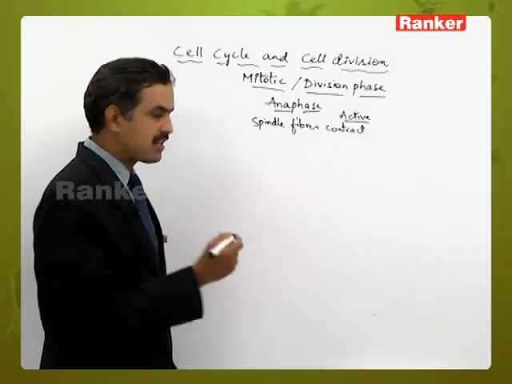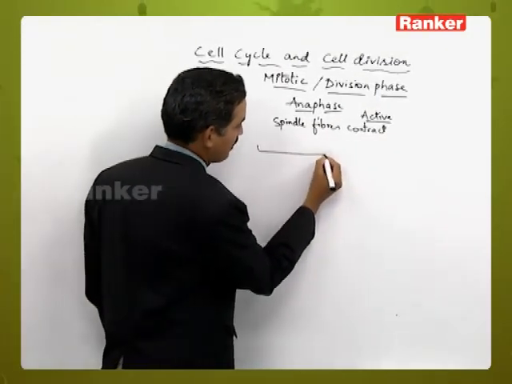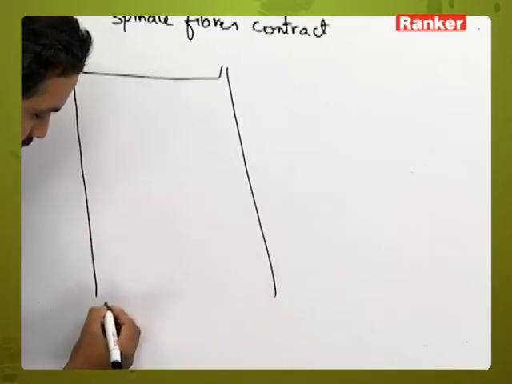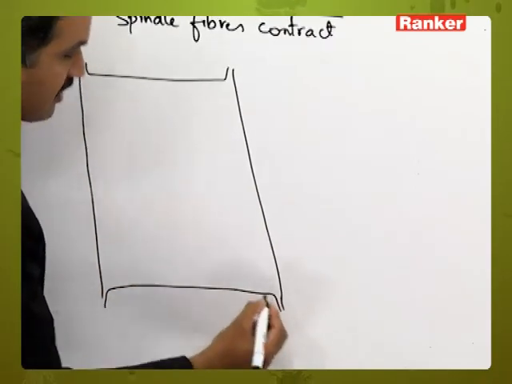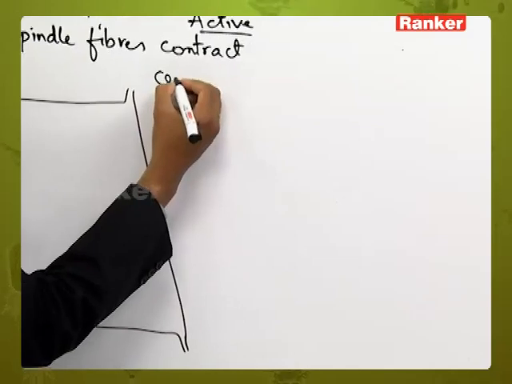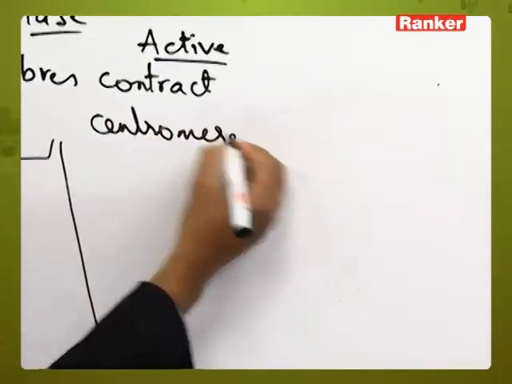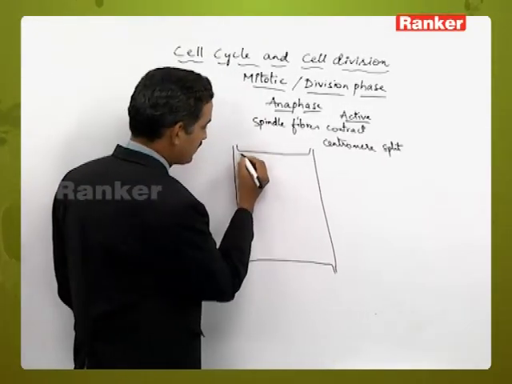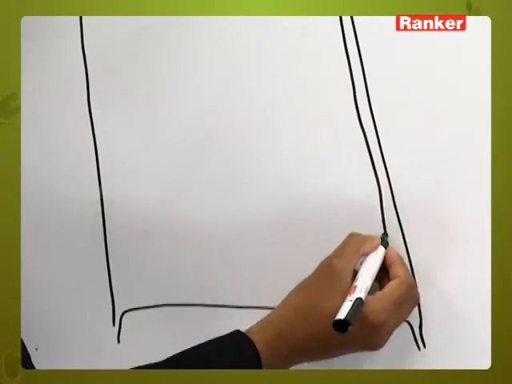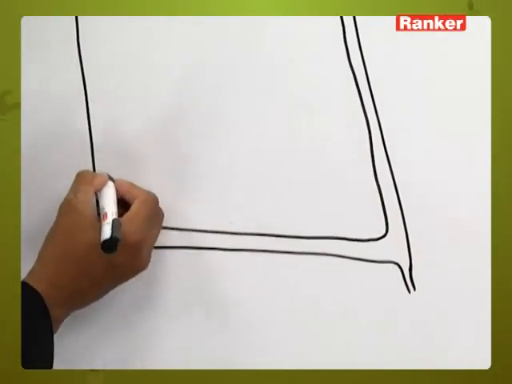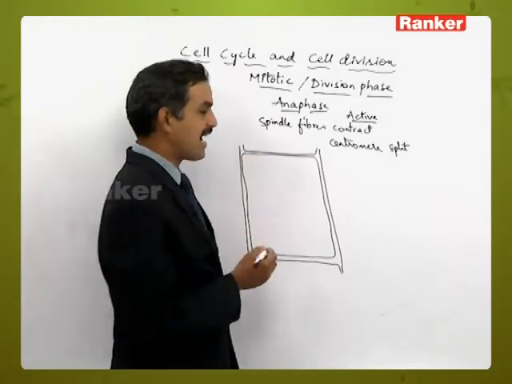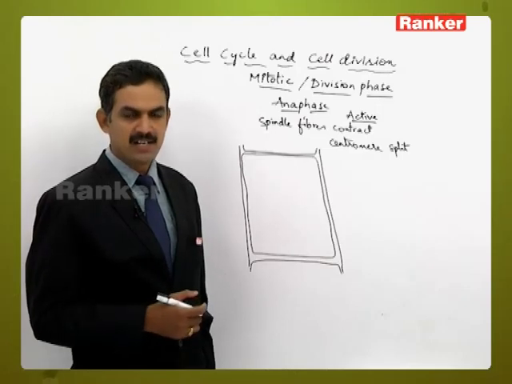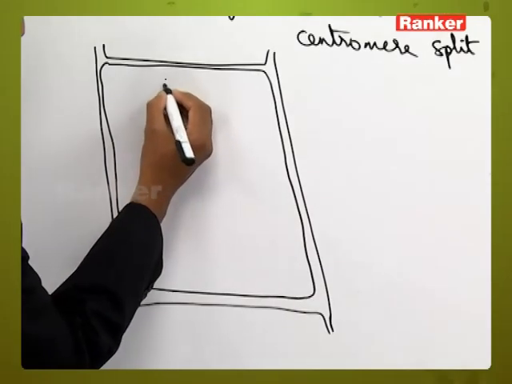When they contract, pressure is exerted on the centromeres of the chromosomes. As pressure is exerted, the centromere will split. When the centromere splits, as you see in the diagram, each chromatid is separated from the other, and each chromatid acquires a little bit of the centromere and acts as an independent chromosome. So here the daughter chromosomes are formed.